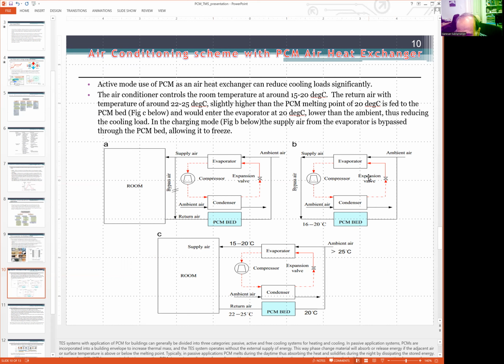In the charging mode, in this diagram here, the supply air from the evaporator is bypassed through the PCM bed, allowing it to freeze. So it's an optimal combination of everything.